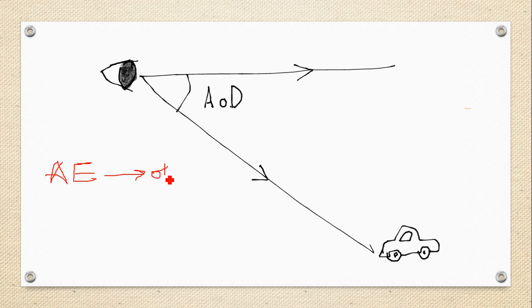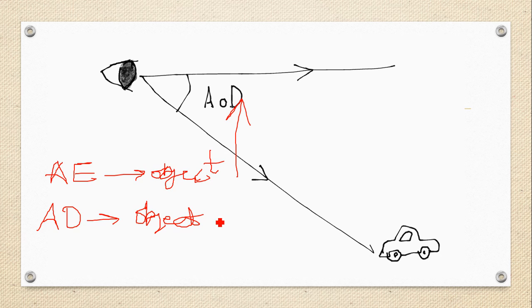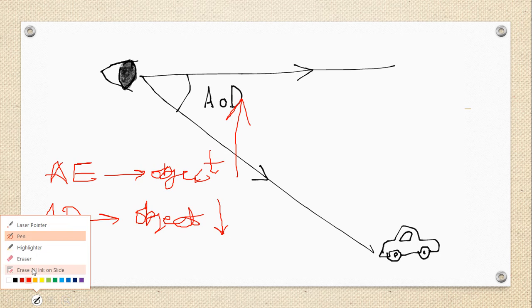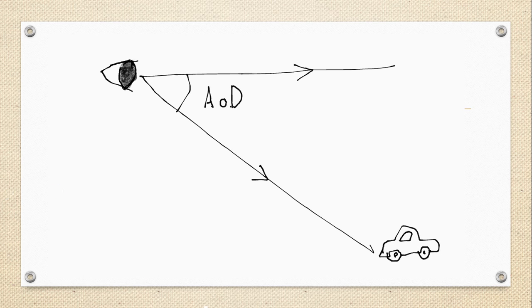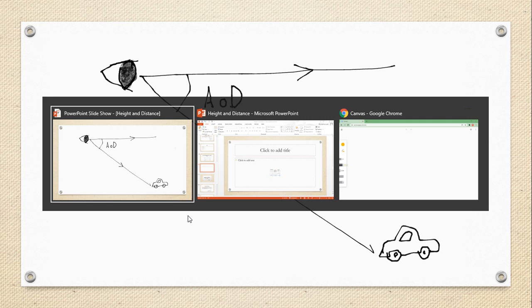Angle of elevation exists when the object is above the horizontal line, and angle of depression exists when the object is below the horizontal line. Okay, so this is what we have discussed today, the difference between angle of elevation and angle of depression. I hope you got it. Let me take you to canvas.